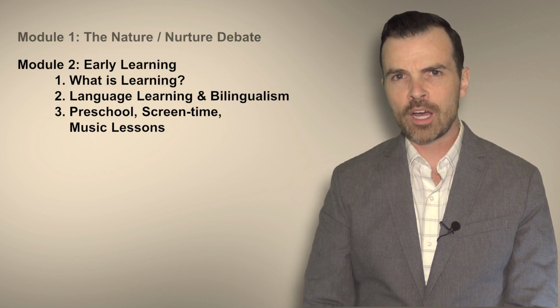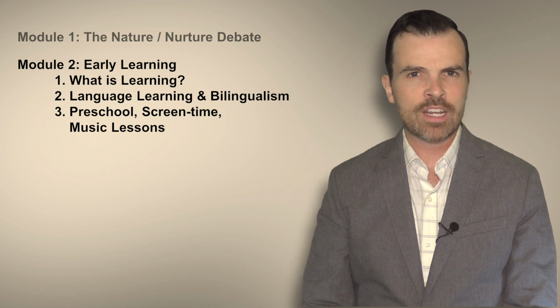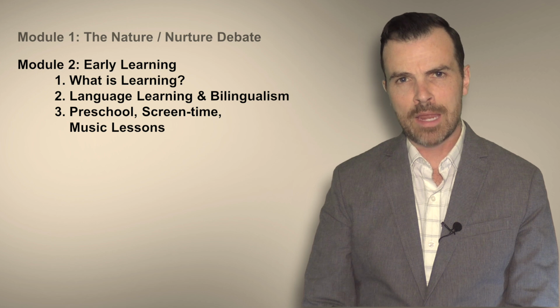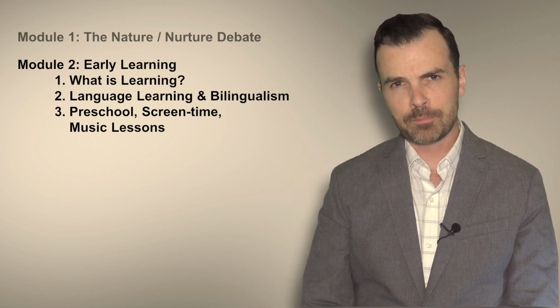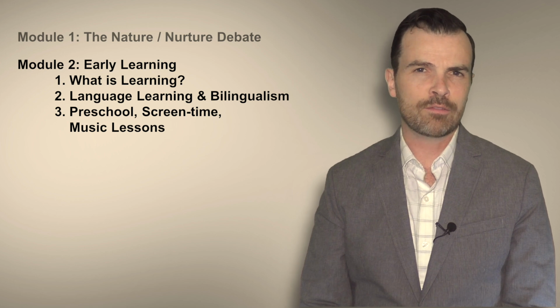Module 2 focuses on the nature of learning in early childhood and how learning of things like language, reading, and number concepts is affected by preschool, screen time, and music training, as well as bilingualism. Here there are lots of important decisions to make and lots of new science to figure out.